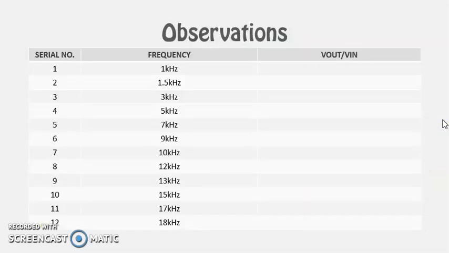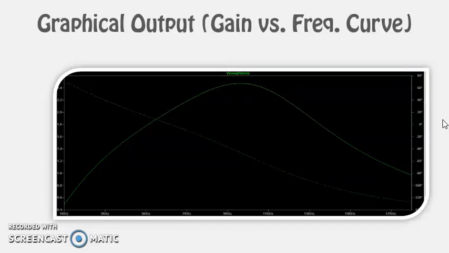So you will make use of this cursor setting to determine the gain at different frequencies as they are given here, and at the end you will be making use of the same graph. You will be reproducing it. So this is what is supposed to be done in this week's lab.